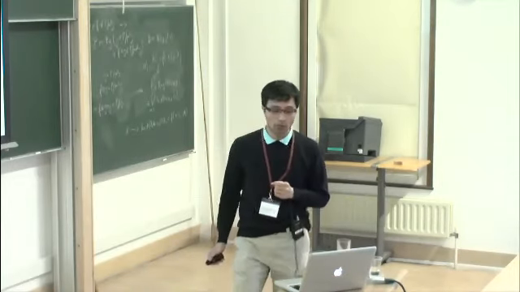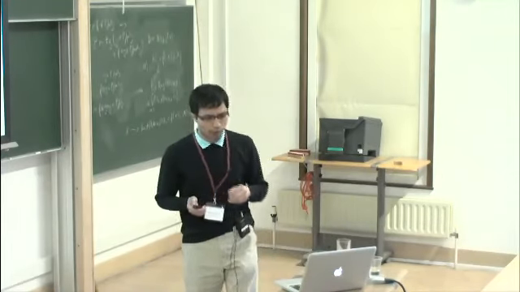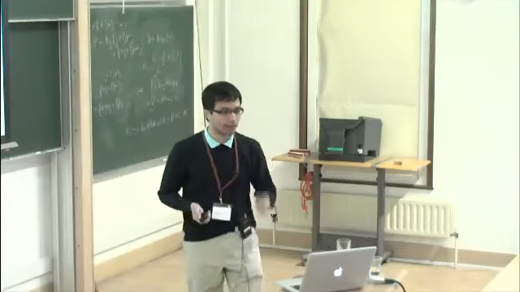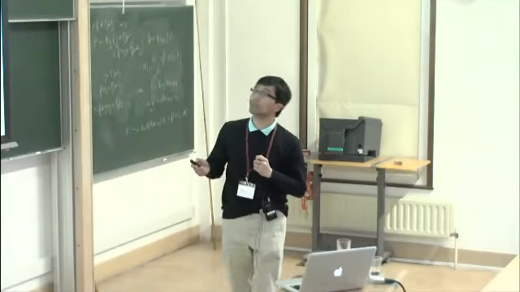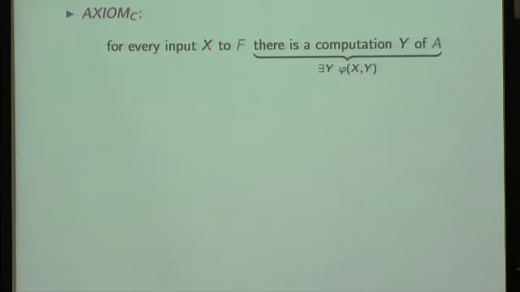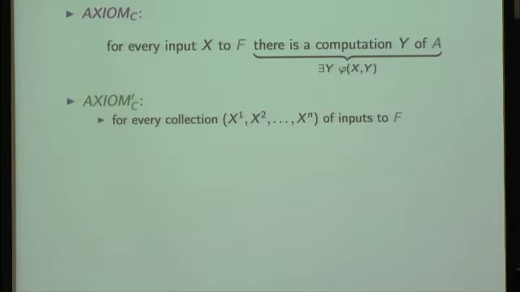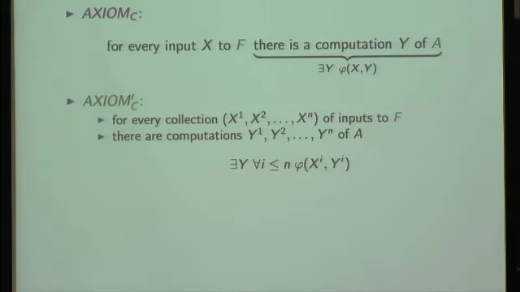So let's look at why we have to use this axiom C prime instead of axiom C. Recall that axiom C says that for every input F to the problem, there exists a computation of the algorithm. And axiom C prime says that for every collection of inputs to F, here I list the names x1 up to xm, there are polynomially many of them, then there are computations, I call y1 up to yn, of A on these inputs. So this is the formulation.